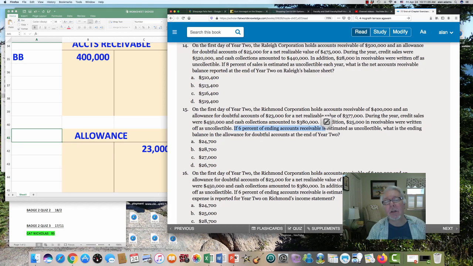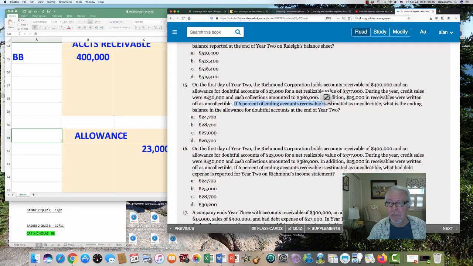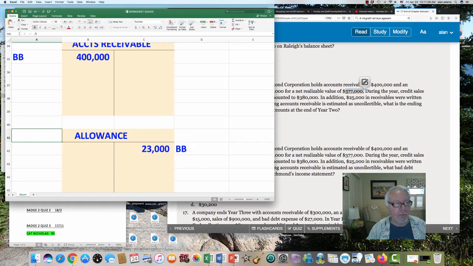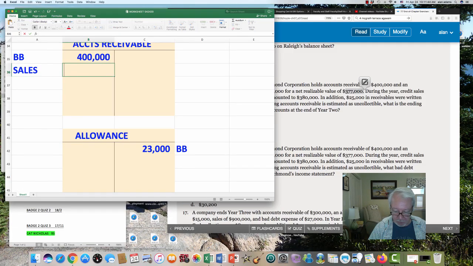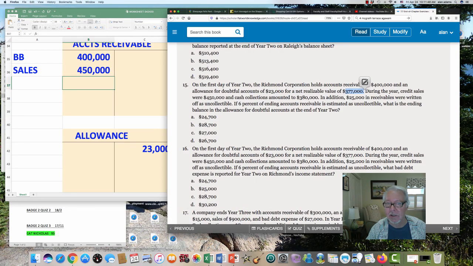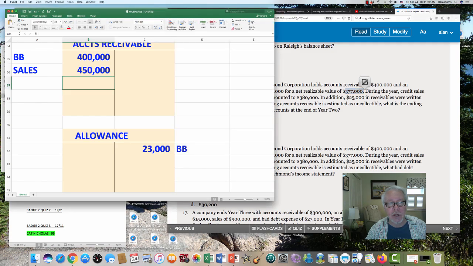All right, so we have our beginning balances right out of the problem. Everything that we do here in class will look just kind of like this, so make sure that you follow my model. Let's ignore net realizable value for now. They gave it to us. We're more concerned with what's in these two accounts. So now, during the year, credit sales are 450. So write it in. Sales, 450. That increases our receivables.